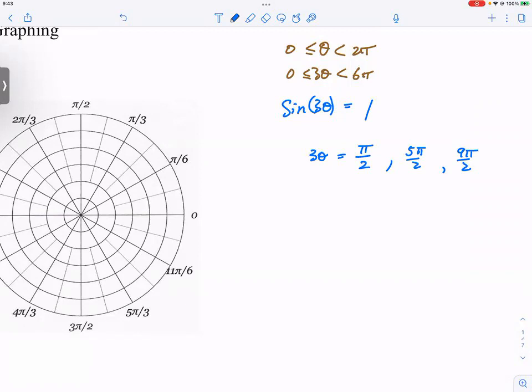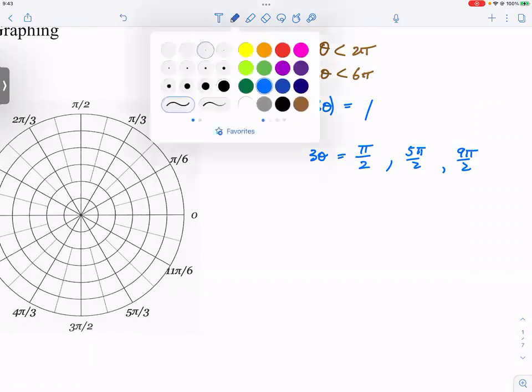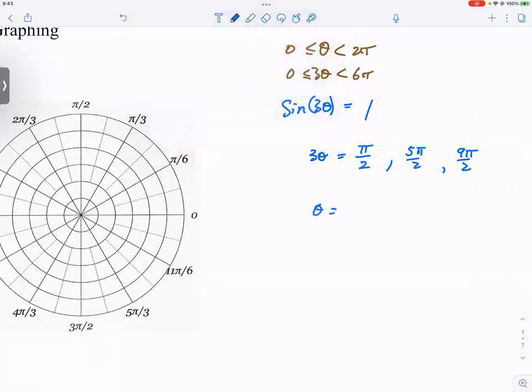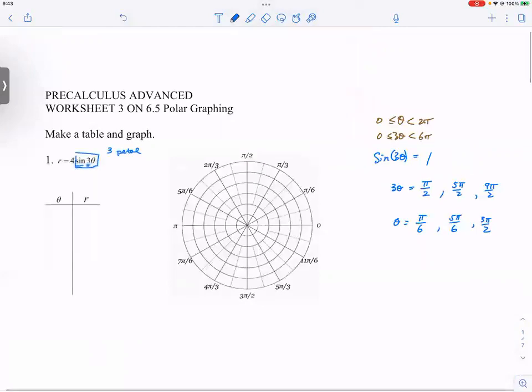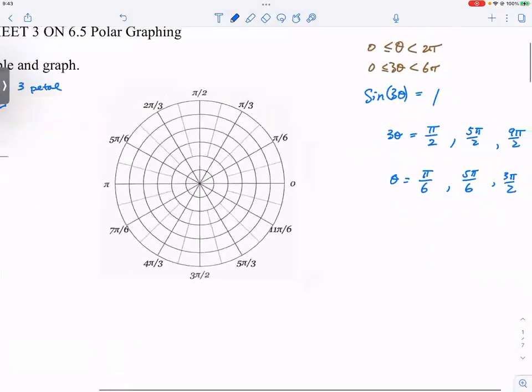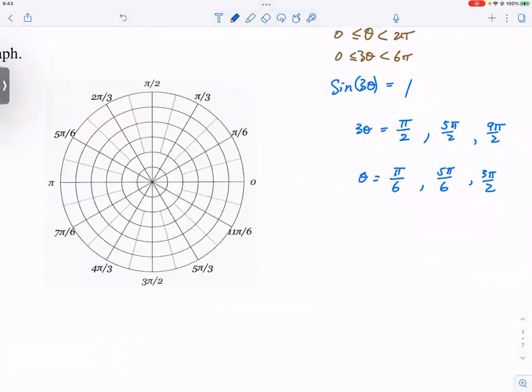So that's one revolution. So that's what 3 theta is, but we want theta. So you divide by 3, or multiply by 1/3 on both sides. So you have pi over 6, 5 pi over 6, and 9 pi over 6, or just 3 pi over 2. That means you will have an r value of 4 at these angles. 1, 2, 3, 4, right here at pi over 6, then at 5 pi over 6 right here, and then at 3 pi over 2.